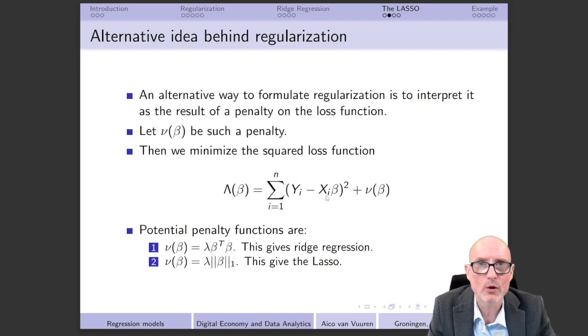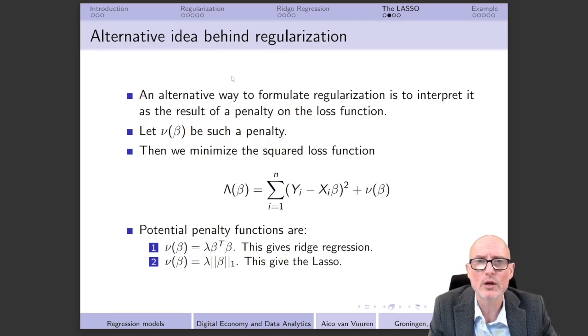I would like now to go on with the next topic, and that's an alternative idea behind regularization. So far, I have been looking at regularization essentially as a method where we minimize the sum of squared residuals under a particular restriction, either an L2 restriction in the case of ridge or an L1 restriction in the case of lasso.